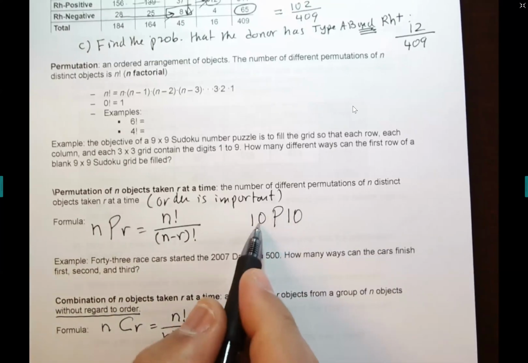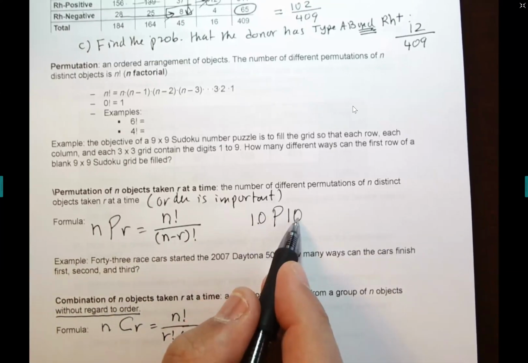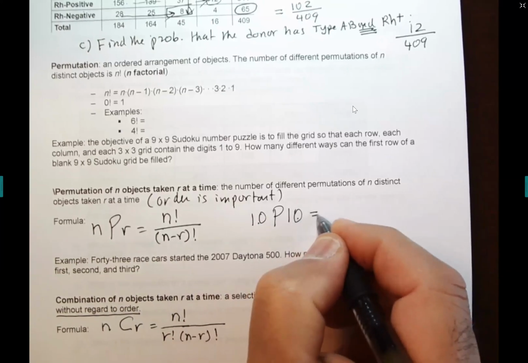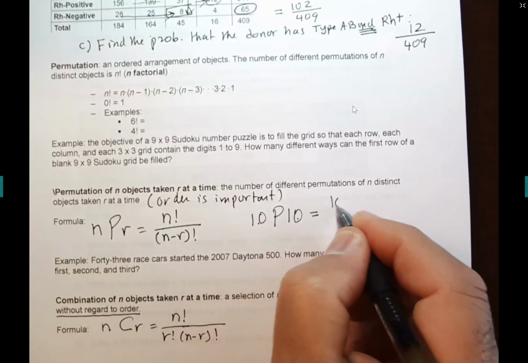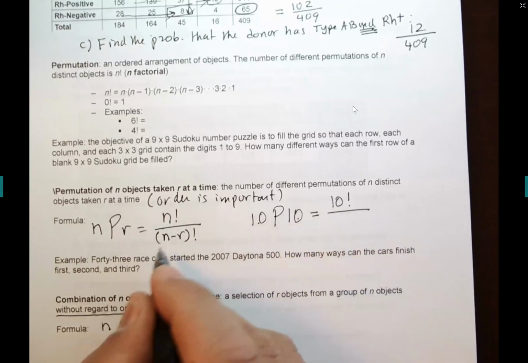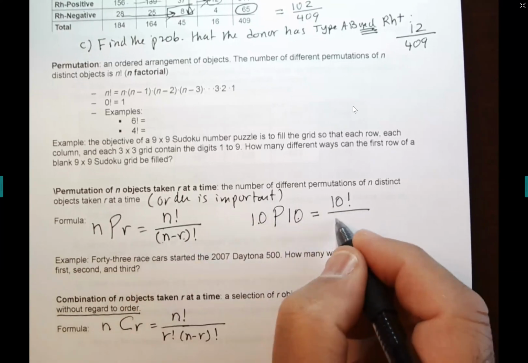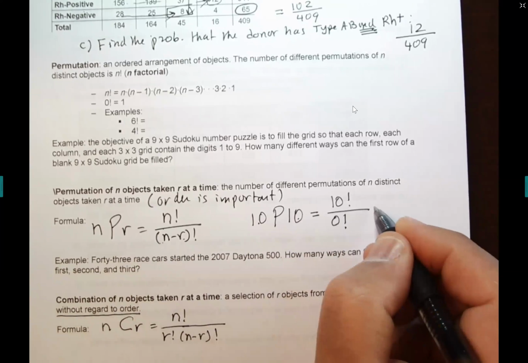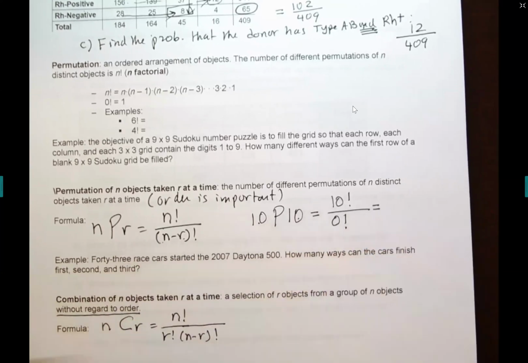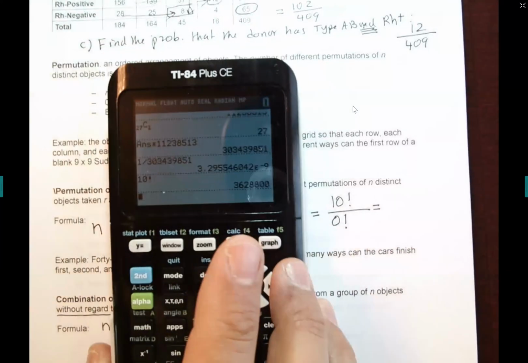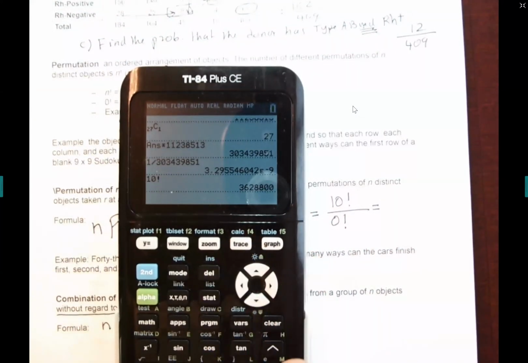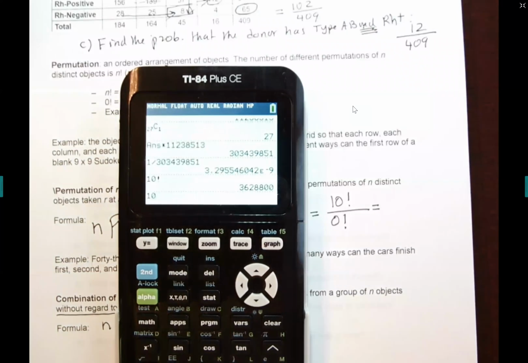You have a table that seats 10, and I want to seat 10 people. In how many ways? Watch, guys. According to the formula, it would have been 10 factorial over 10 minus 10 factorial, which is 0 factorial. It's going to be the answer that I got earlier, but let me show you that I could have used the formula here. So put 10 on the home screen to begin with.